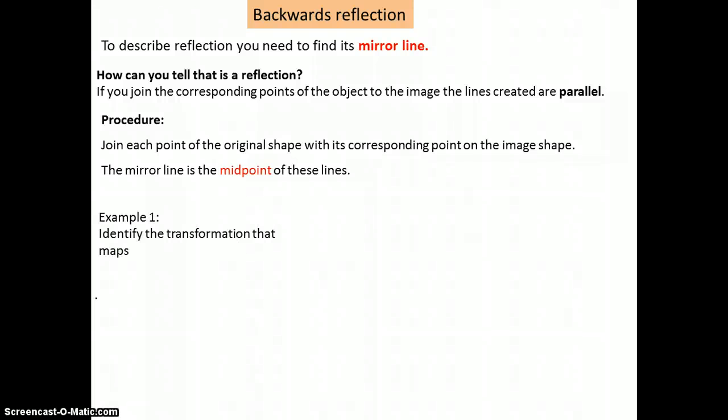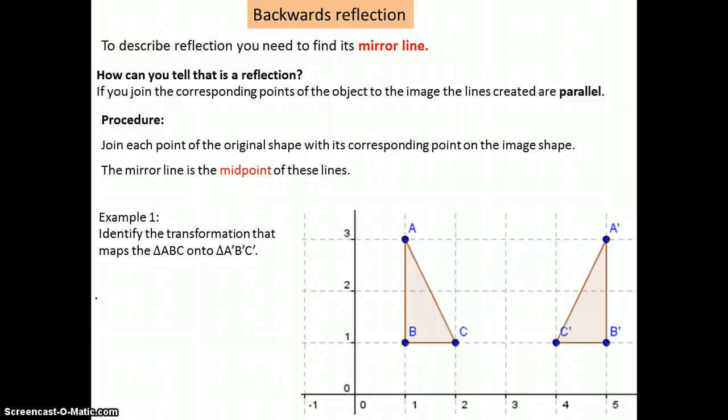Example 1. Identify the transformation that maps the triangle ABC onto the triangle A'B'C'. First of all, we start by joining the corresponding points, A with A', B with B', and C with C'. Here we see that the lines created are parallel to each other, therefore this is an indication that the transformation here is a reflection. The mirror line is the midpoint of these lines, so it's the line x = 3.